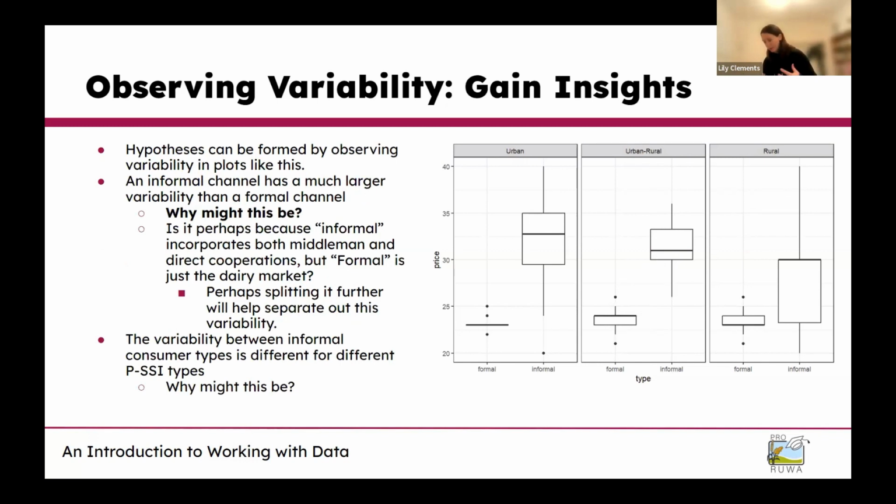From these hypotheses, we can start to gain insights. These hypotheses can be formed by observing the variability in plots like this. For example, an informal channel has a much larger variability than a formal channel. Why might this be? Well, this could be because an informal channel incorporates both middleman and direct cooperatives, but formal is just a dairy market.